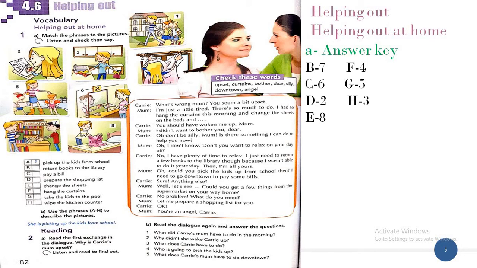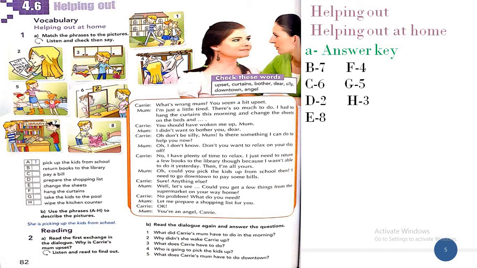Number 6, pay a bill. We match it with C. Where is picture 6? Look, she is paying the bill. D, which number? Yes, 2. Very good. D is prepare the shopping list. We match it with picture 2. Look, she is preparing the shopping list.